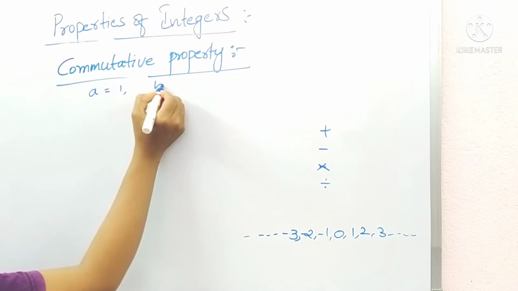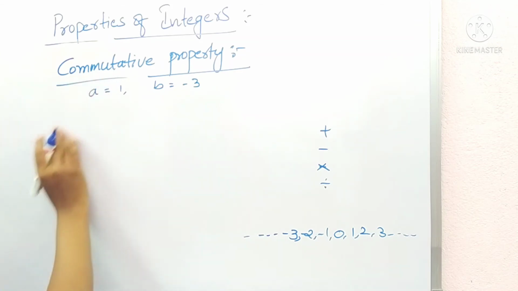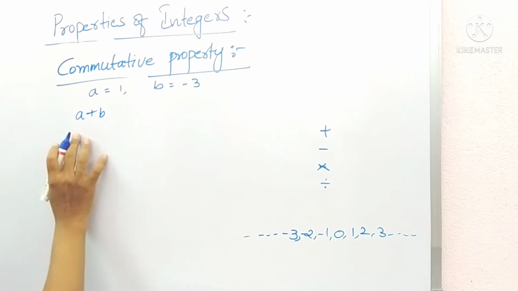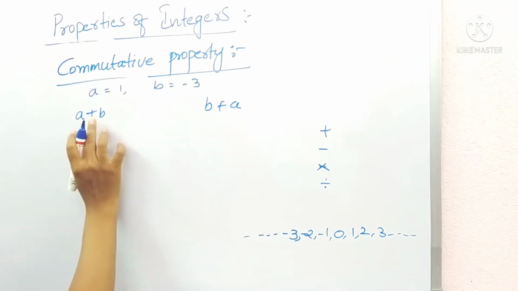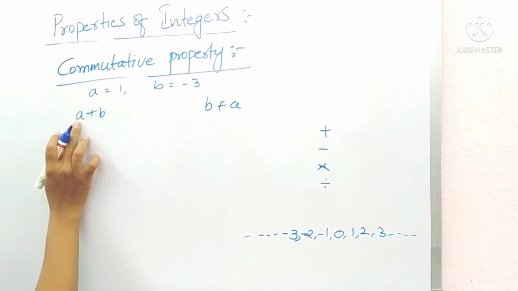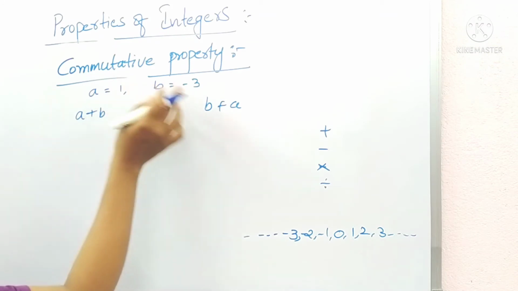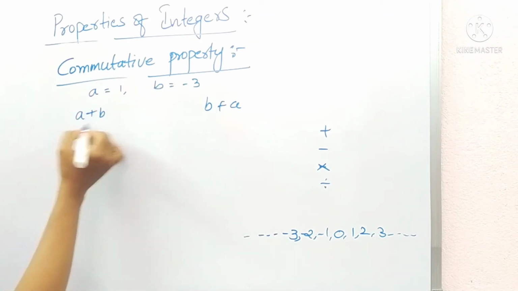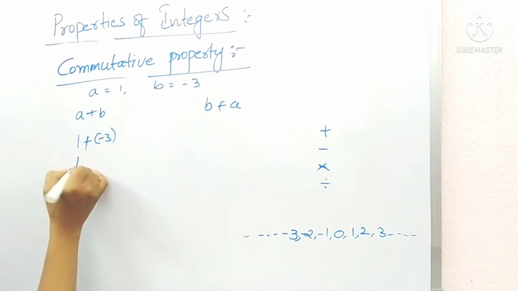I am taking a as 1 and b as minus 3. Commutative property means a plus b. First we will calculate a plus b and then we will calculate b plus a. Simply we change the place. The first number goes to the second place and the second number goes to the first place. So I am adding a plus b, 1 plus minus 3.